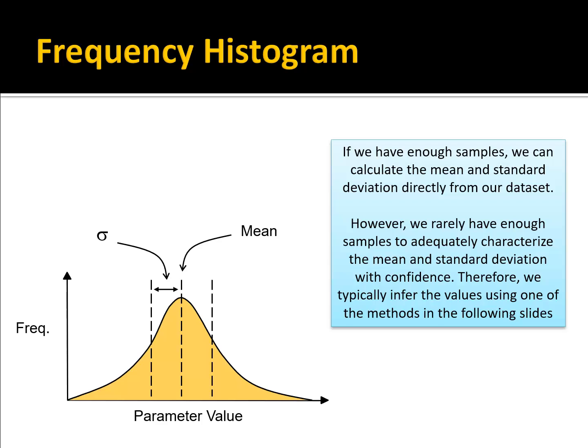Therefore, what do we do? We need this. We need to know what the standard deviation is in order to do an uncertainty analysis and calculate our probability of failure and reliability. So how do we come up with that? It turns out there are some pretty effective and useful ways to infer these values, and we'll talk about that in these slides.